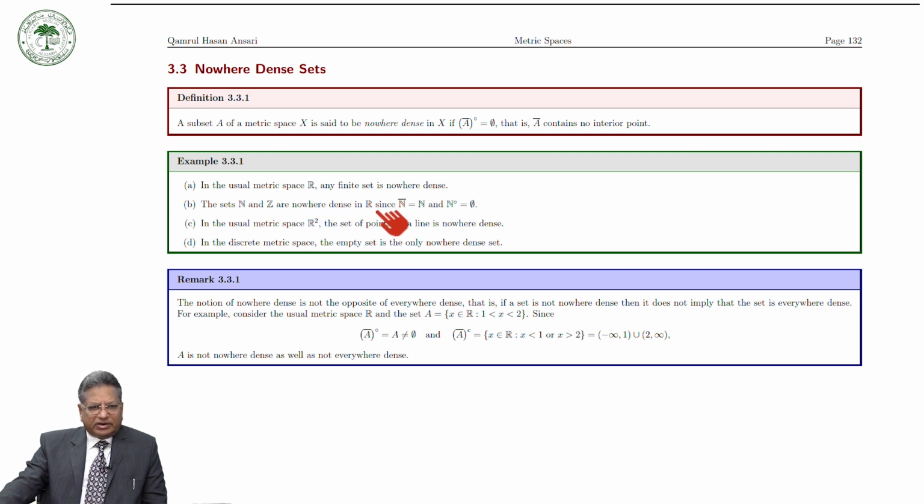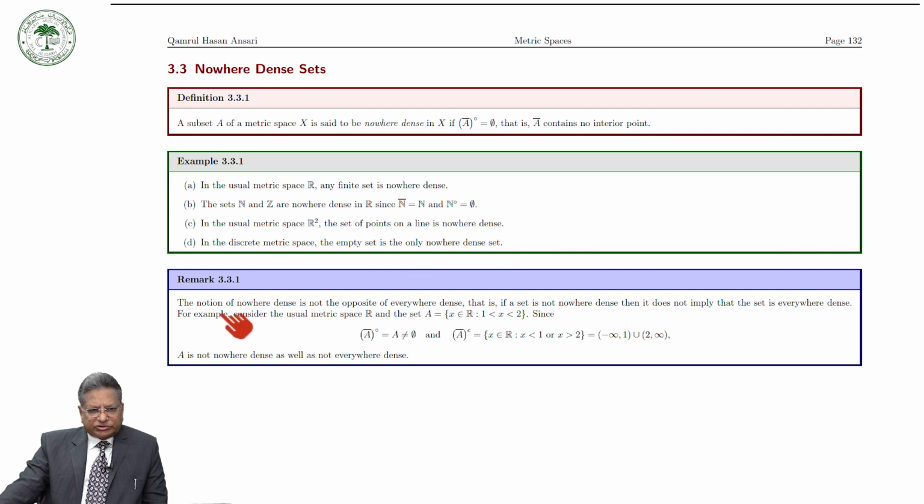In the usual metric space R2, the set of all points on a line is a nowhere dense set. In the discrete metric space, the empty set is the only nowhere dense set.